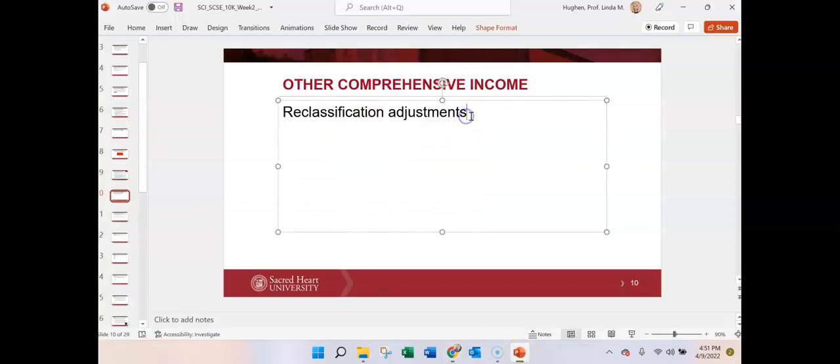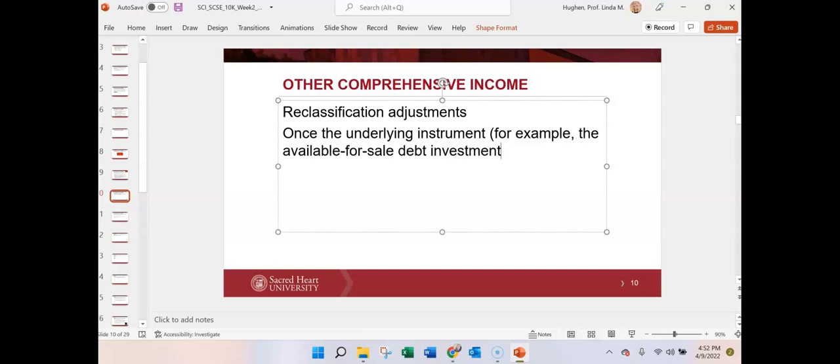Well, remember that other comprehensive income is a holding place or holding account where we put certain unrealized gains and losses, just a place to record them that is not net income. Once we have that underlying instrument or item, such as the available for sale debt investment, the accounting treatment is fair value on the balance sheet, and unrealized gains and losses get recorded to OCI or equity until we actually sell that debt investment.